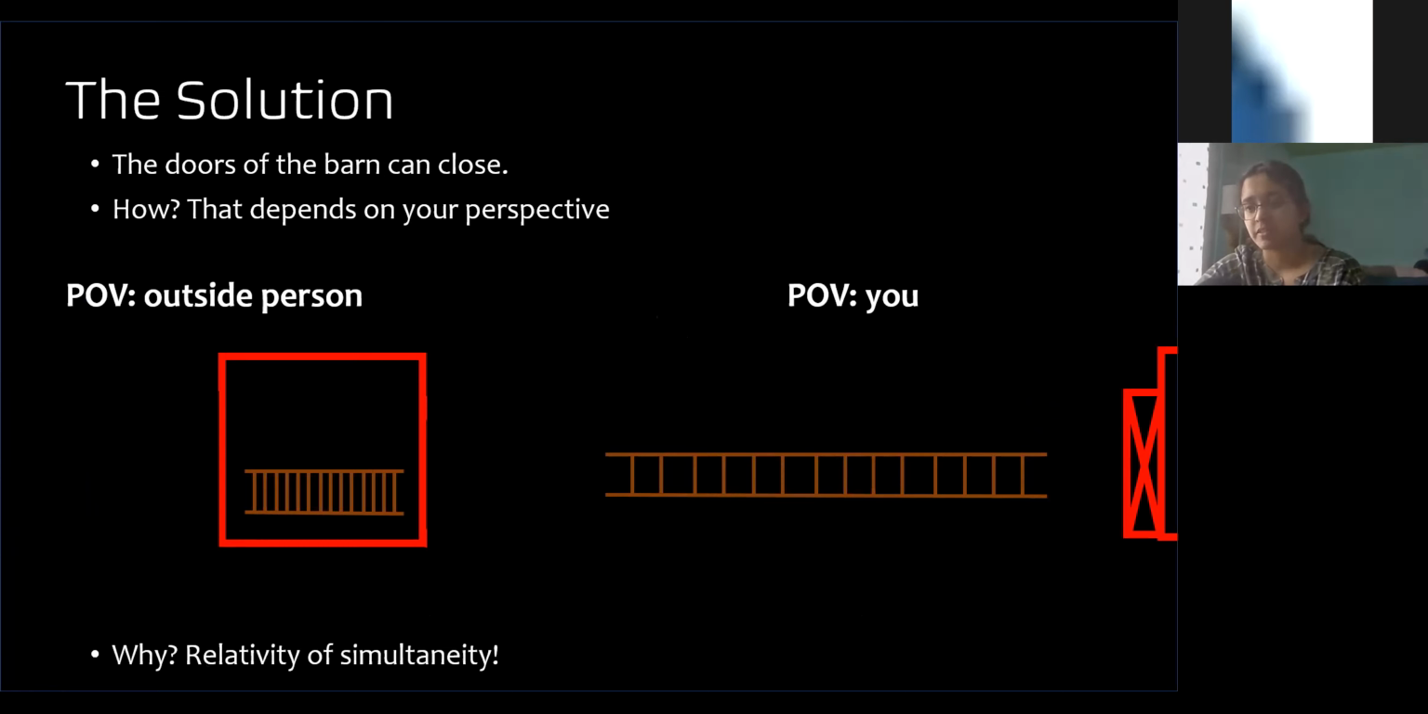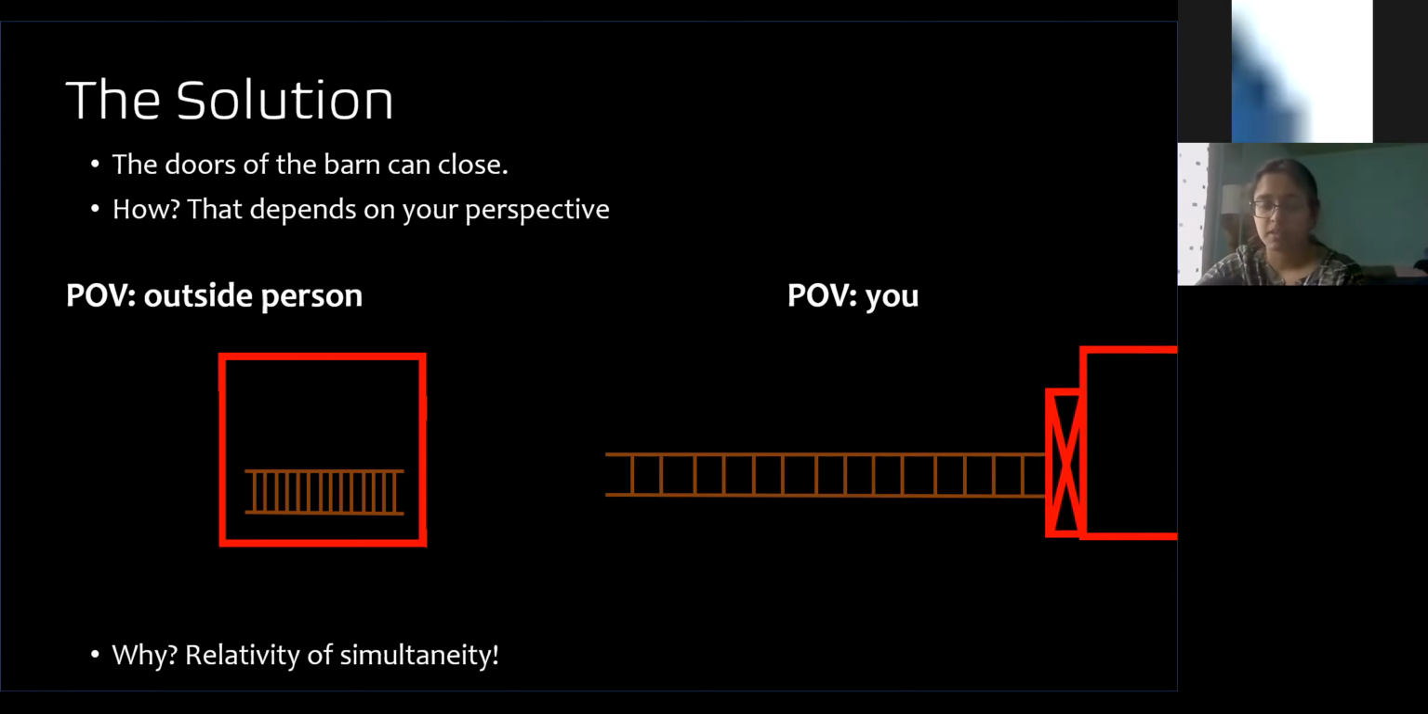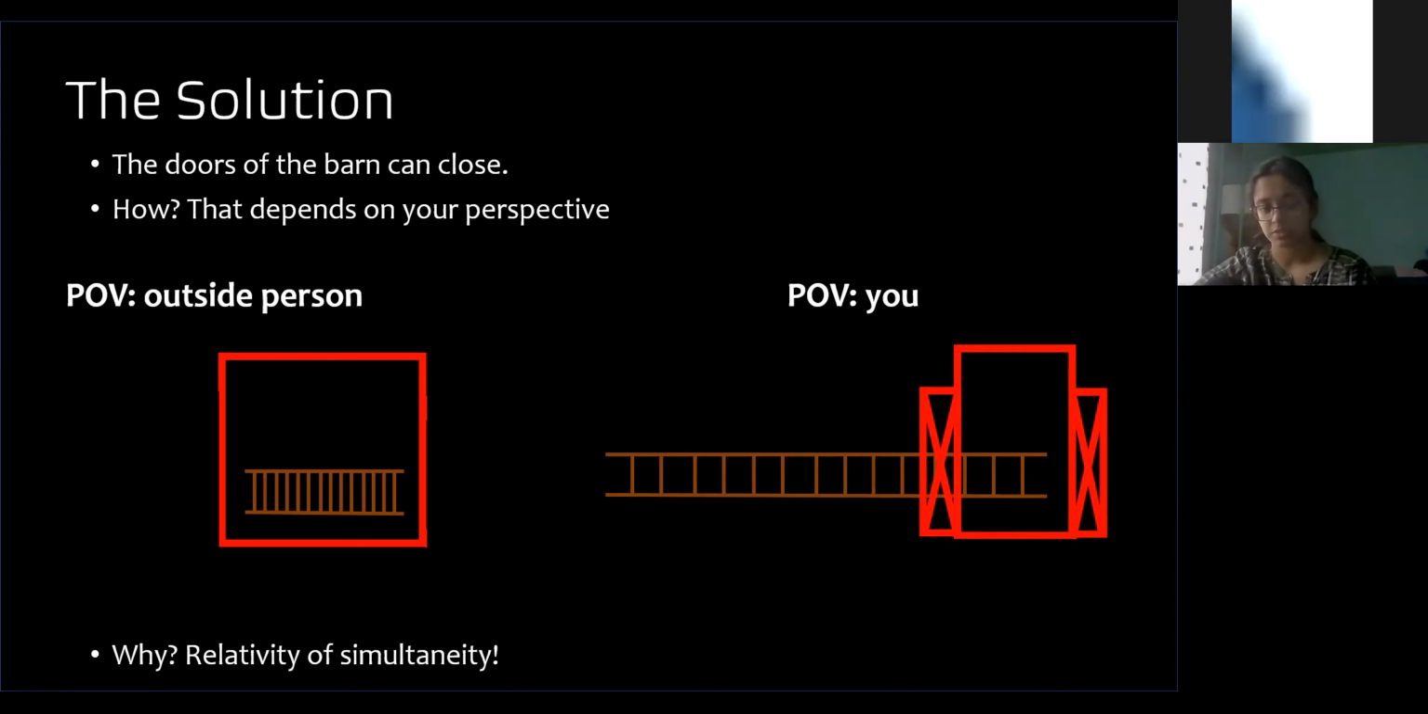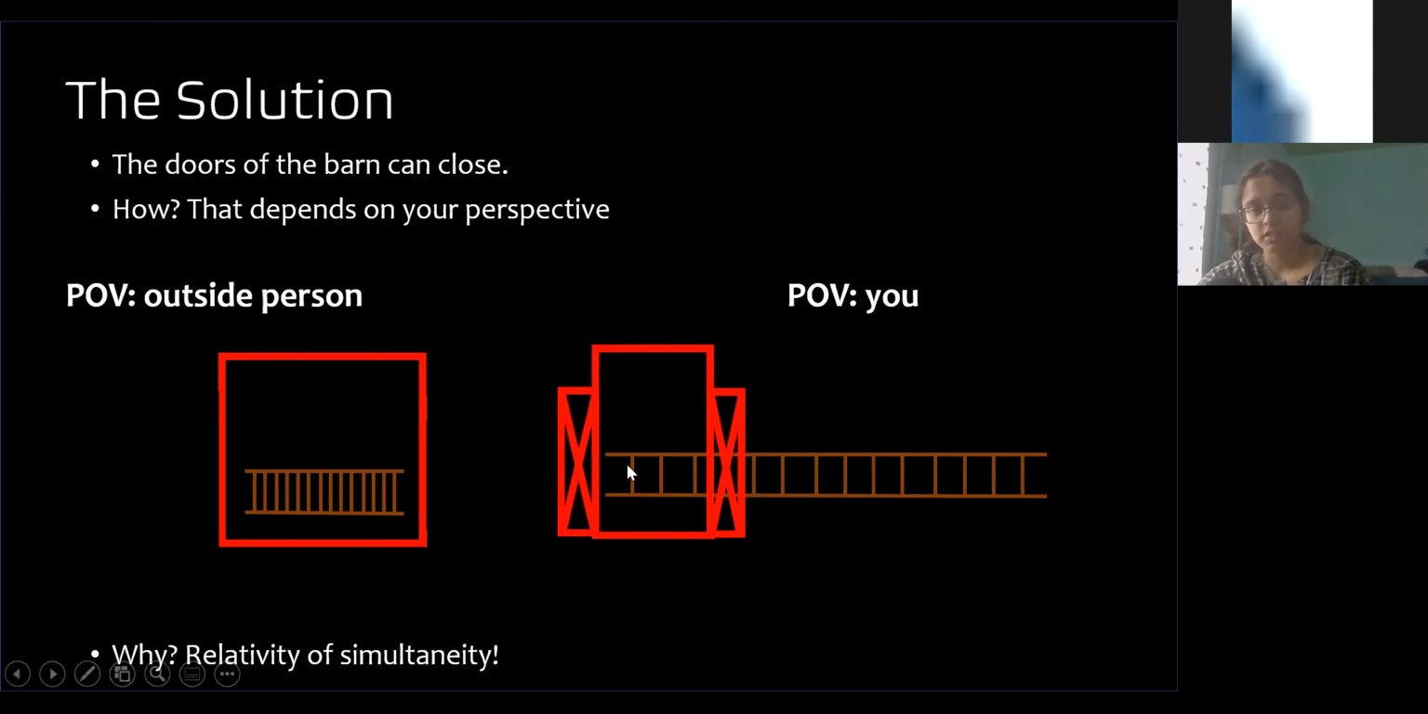However, from your perspective, you see the back of the barn rushing towards you. And because the back of the barn is rushing towards you, the light from the back of the barn reaches you first. And therefore, you see the back door close, then open first. And similarly, the front of the barn is rushing away from you, so the light from the front of the barn closing and opening reaches you second. So you see that happen after you've already passed through.